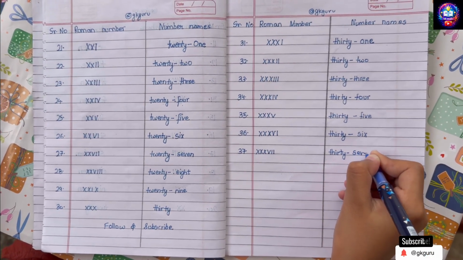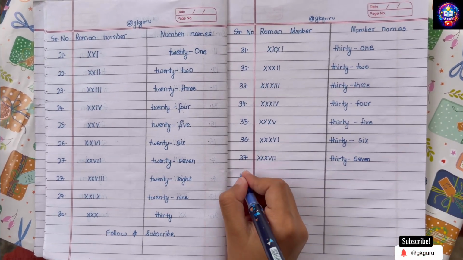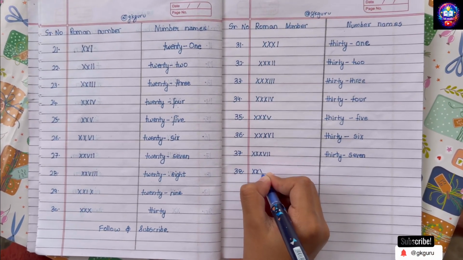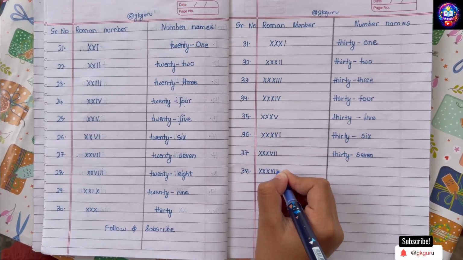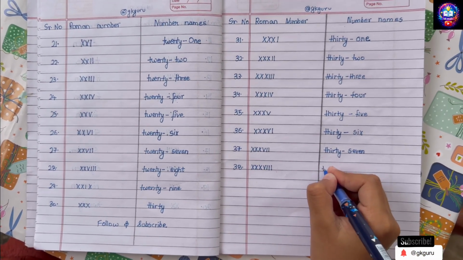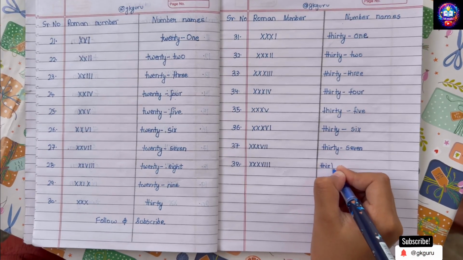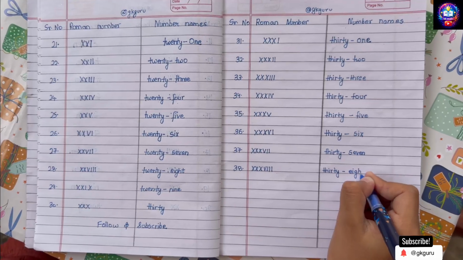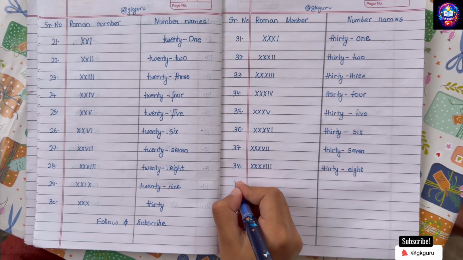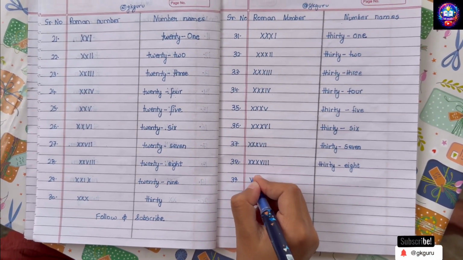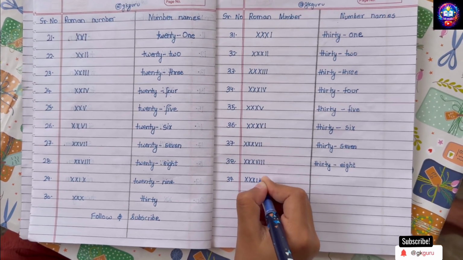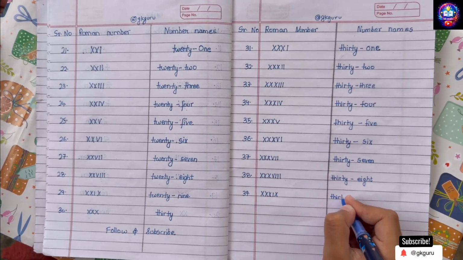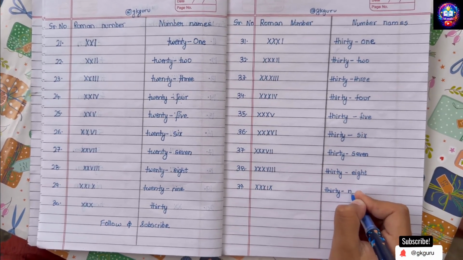Serial number 38. Roman number also 38. And number names THIRTYEIGHT. Serial number 39. Roman number also 39. Number names THIRTYNINE.